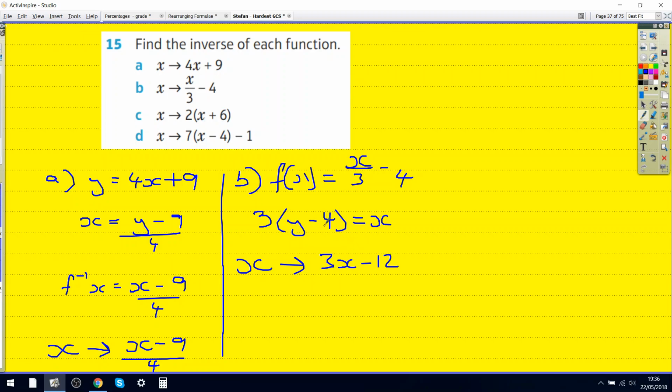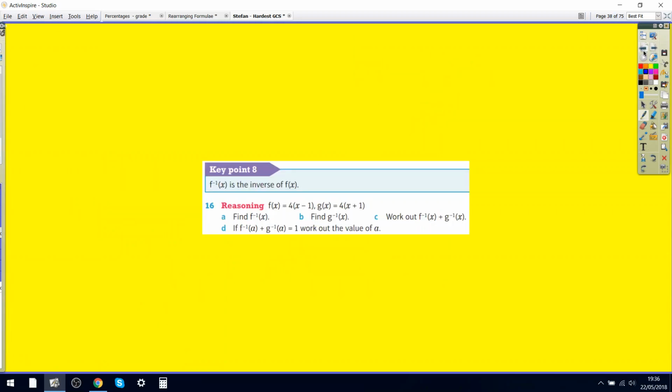I think it's wrong. If you do the opposite, you'd have to add 4, wouldn't you? Yeah, so it will be 3x plus 12. Add 4. So y plus 4 and then times it by 3. Yeah, that's it. Any questions there? That's fine, I got that. That's good.